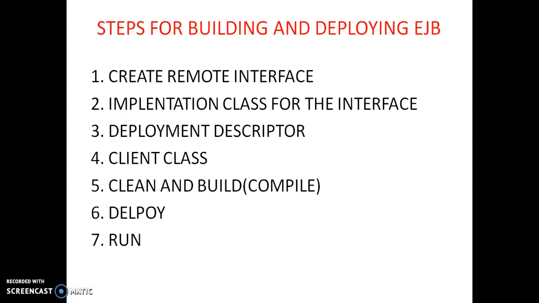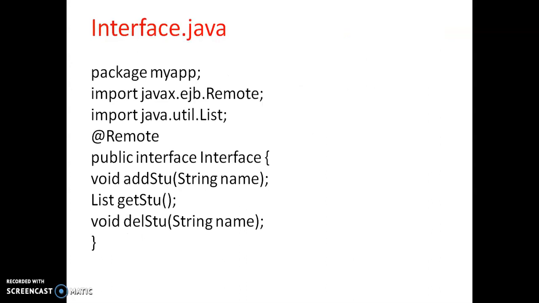Before going into how to execute, we'll see here how to write the programs. The first one is the interface program. I am creating my file as interface.java. In this interface.java you write abstract methods. This is the package called myapp, and I am writing in this package.